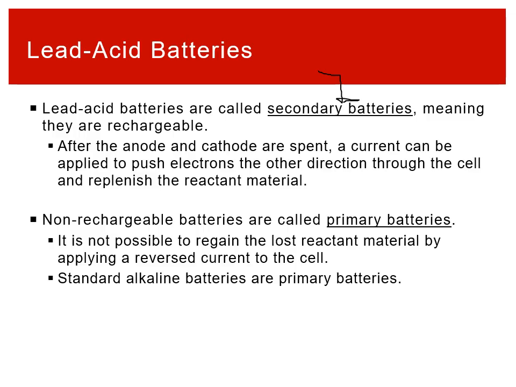So basically you have reactant, they become product, and you can push back to regain some of that original reactant. So that's why we use secondary batteries in the context of starting a car. Once your engine is running, you can use the energy from burning gasoline to recharge the battery. A primary battery is something like a standard zinc manganese alkaline battery. Once the reactants react, they're done.